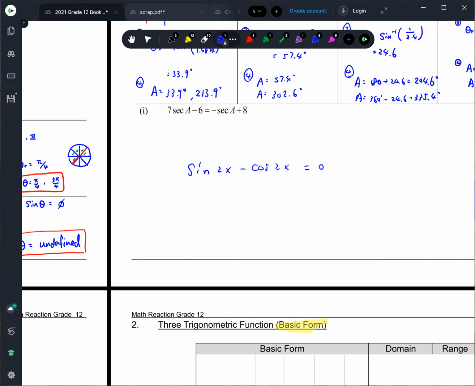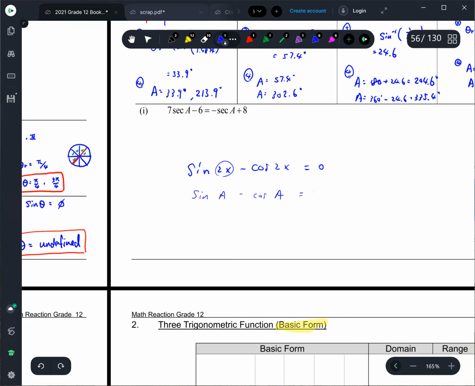Because we can ignore the 2x for now. Let's say we pretend the 2x is just A, okay? So it'll be looking like that. And if I move the cosine A to the other side, it will look like this. Do you follow so far? Yeah. Okay, and if I want to make a quotient, what's the quotient identity?